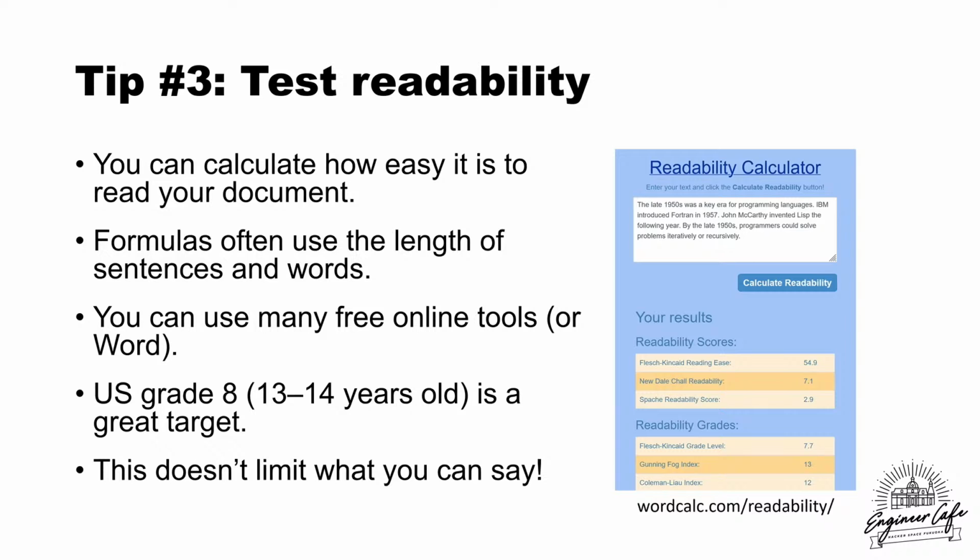So US grade 8, or around 13 to 14 years old, is actually a great target. That's the target, I believe, that they use for GitLab at their documentation. And although we say grade 8, their audience is developers. So it doesn't mean that you're being condescending, or limit what you can say, but it does give you a push to say things in an easy to understand way. So it broadens your audience a bit, especially if your audience aren't native speakers of English.